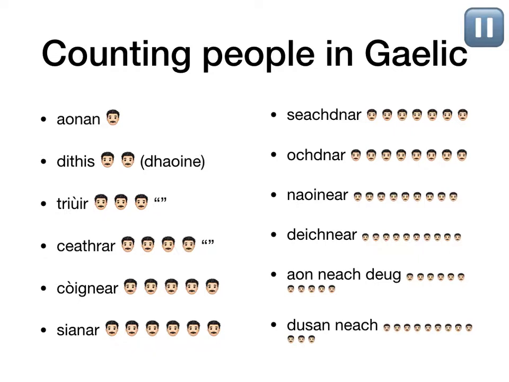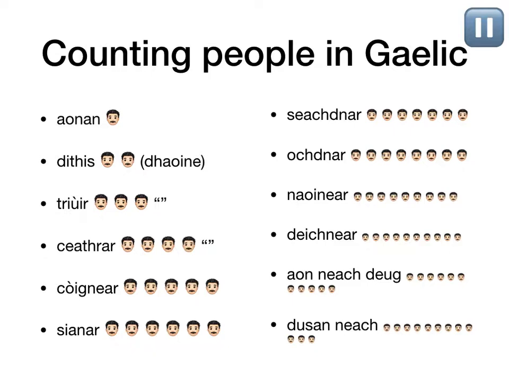trur. Kerer, kerer. Kueknyer, kueknyer. Sheener, sheener. Shachner, shachner. Ochner, ochner. Neuner, neuner. Jechner, jechner. And once you get to 11, it becomes a little bit more conventional.